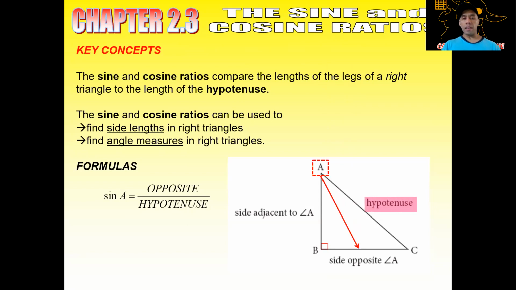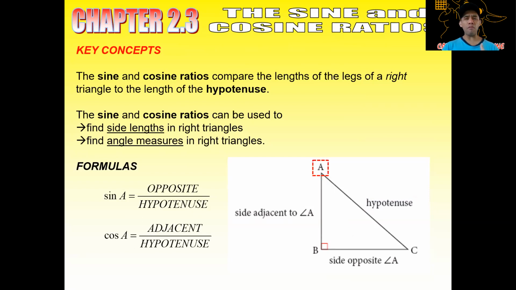Now the cosine of A, written down as cos of A, is given by the formula adjacent over hypotenuse. As I said before, the hypotenuse is very easy to find, because it's the side directly across from the box there. Adjacent is just a fancy word for next to. So if you take a look at where angle A is, the side next to it is the adjacent.